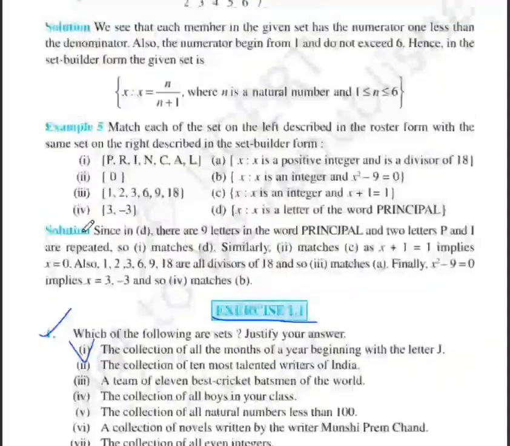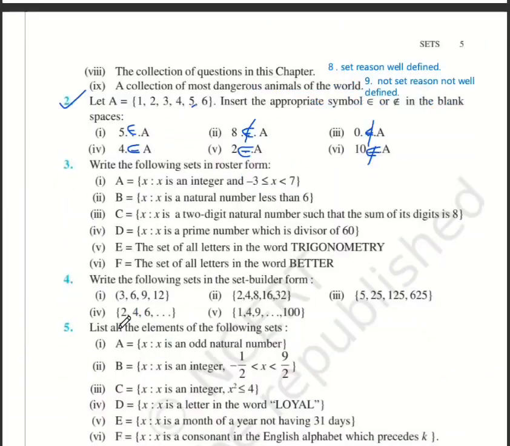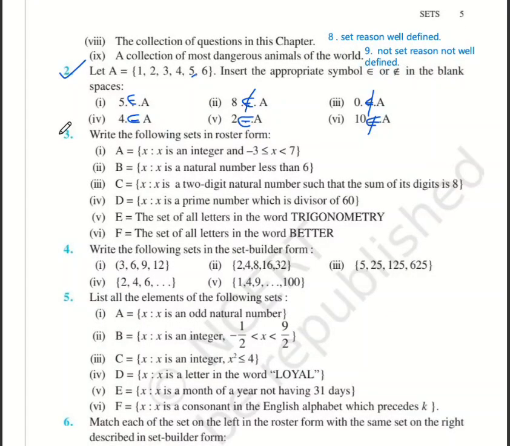So we have covered question 2 and question 1. For today this is enough, and in the next class we will try to solve this.